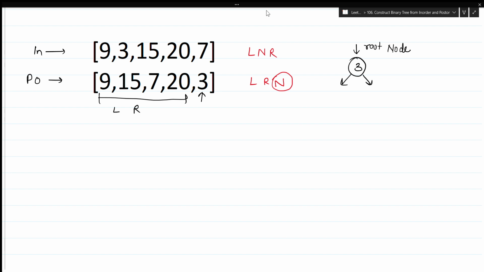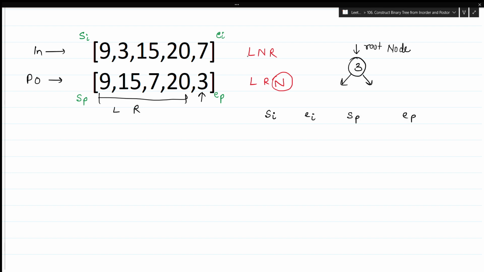For this question we will need four parameters: starting of inorder, ending of inorder, starting of postorder, and ending of postorder. With the help of these four parameters we can easily solve this question. Let me write these parameters as well: SI, EI, SP, and EP.